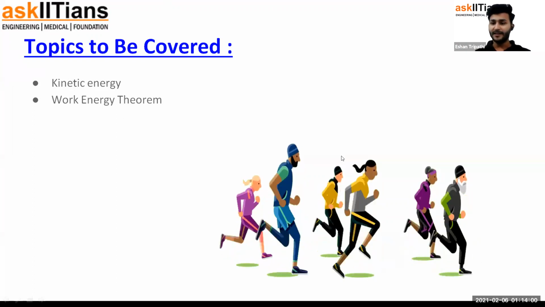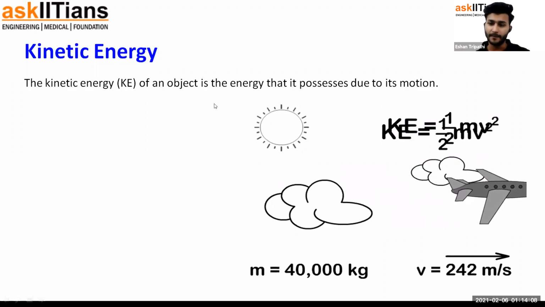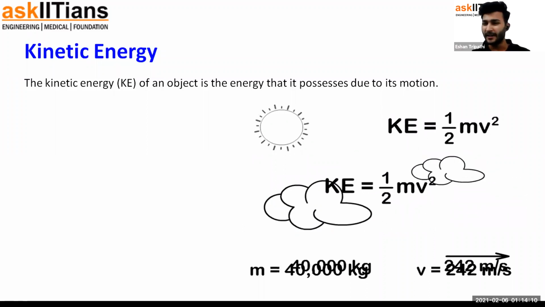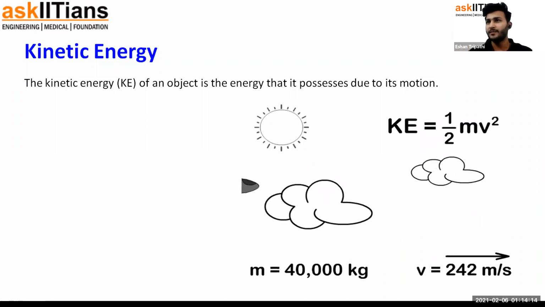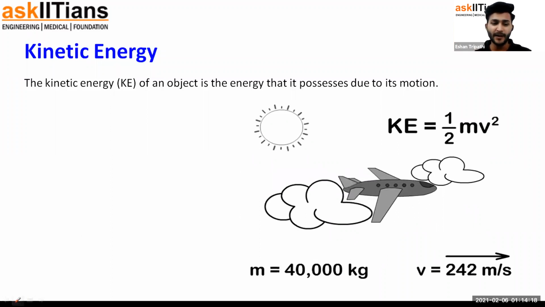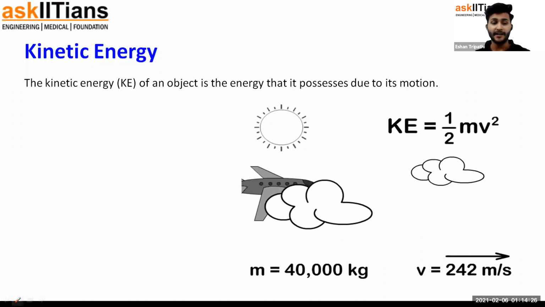So the first topic, as I mentioned, is kinetic energy only. Kinetic energy of a body, of an object, is the energy possessed due to its motion. You must have a bit of an idea of kinetic energy. You must have heard it somewhere. If a body is moving, we say that it has some energy because of the movement of the object. We say that it has some associated energy with it. That energy is called the kinetic energy of the body because the object is moving.